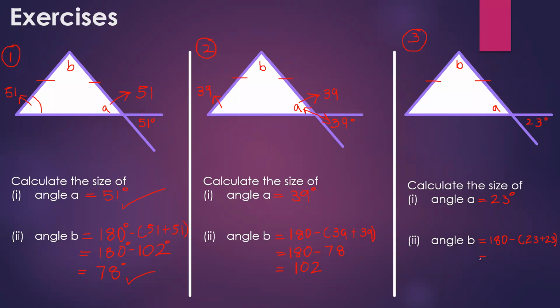It's going to be 180 degrees minus 23 plus 23, which is 46. And 180 minus 46 is 134. All right, so that's the answer for these.